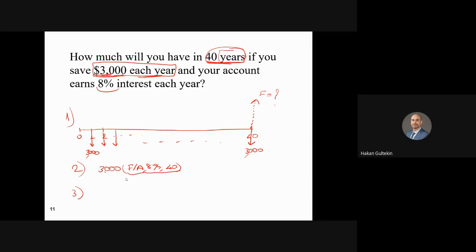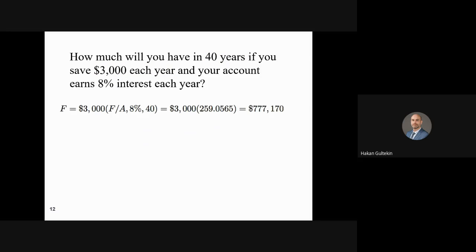I'm just looking at it now. Please do it yourself. And you should find this value to be 259.0565. And when you multiply this by 3000, you will obtain the result. The result is this much. That's it. Very easy. But of course, this is the easiest question.